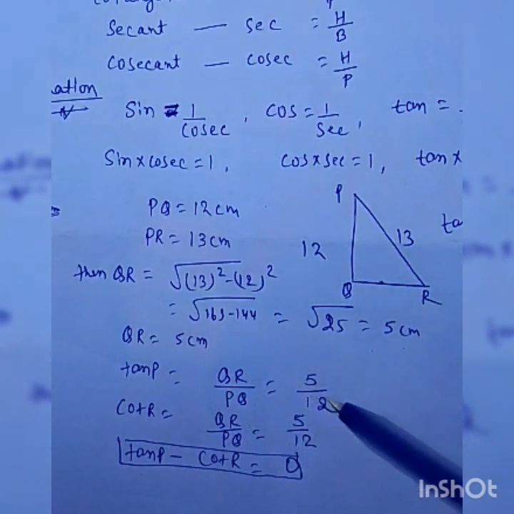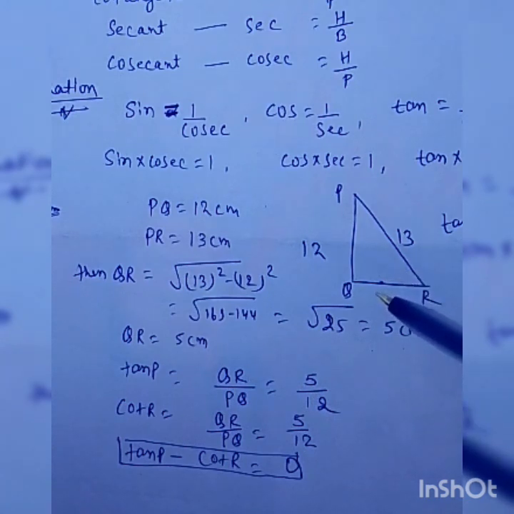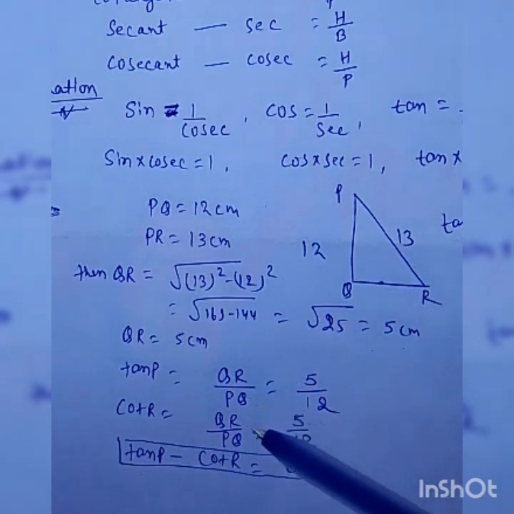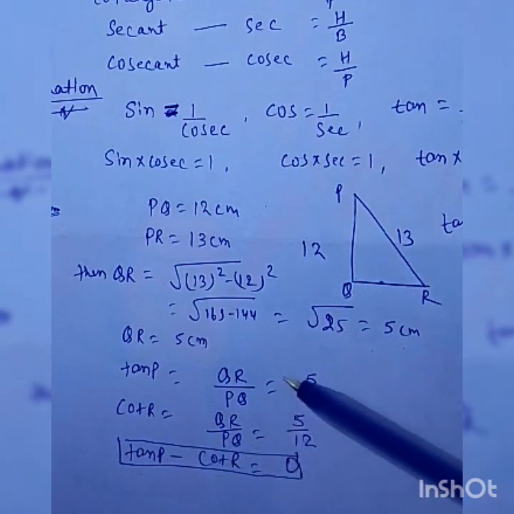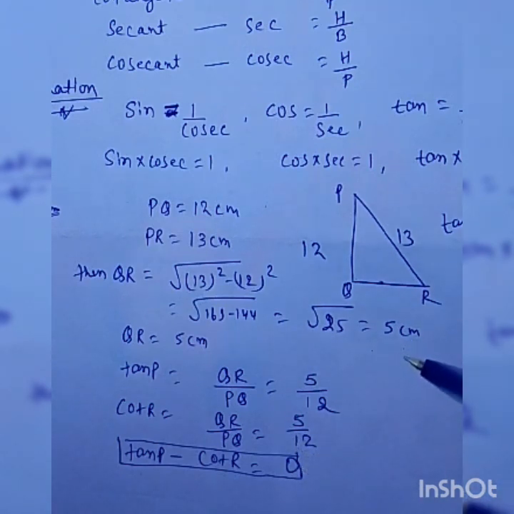And if we talk about cot R, here the view angle is R, then the corresponding side is the base, QR is the base. Cot R is equal to base by perpendicular, here base is QR and perpendicular is PQ, then the value of cot R is 5 by 12. According to the question, tan P minus cot R is equal to what? Tan P and cot R are equal, then 5 by 12 minus 5 by 12 is 0. Tan P minus cot R is equal to 0.